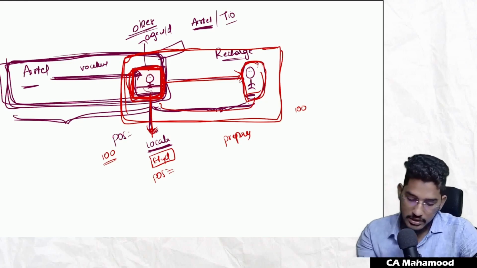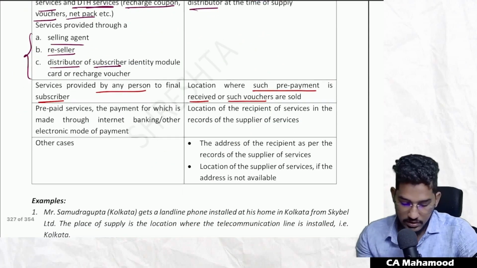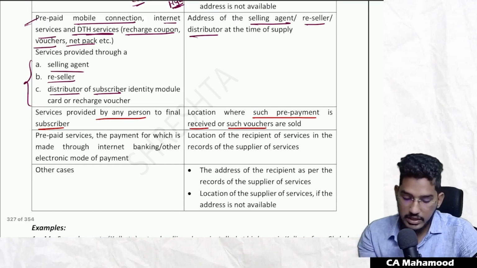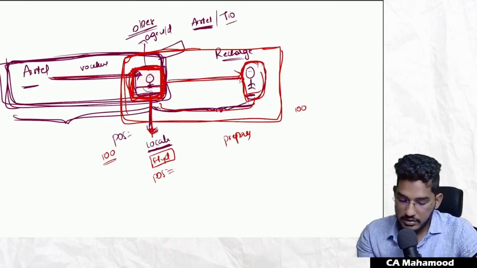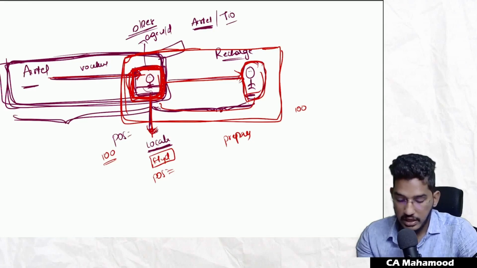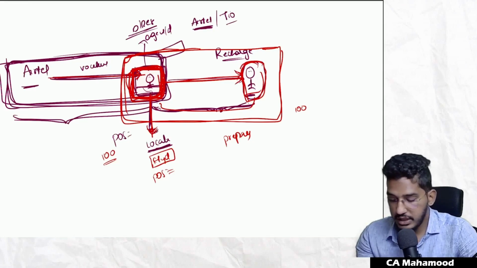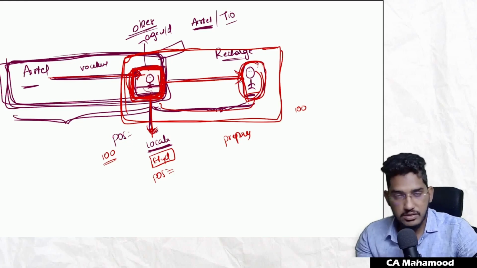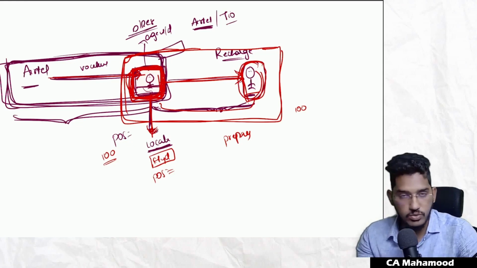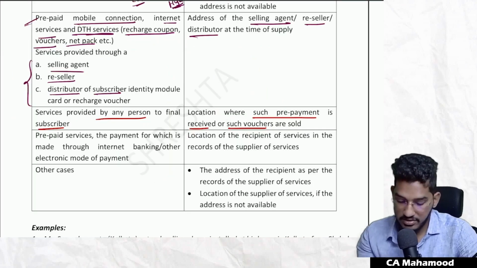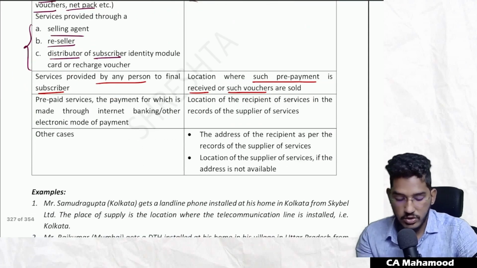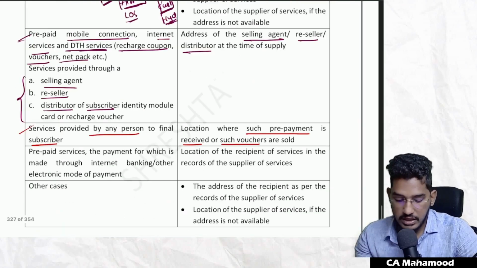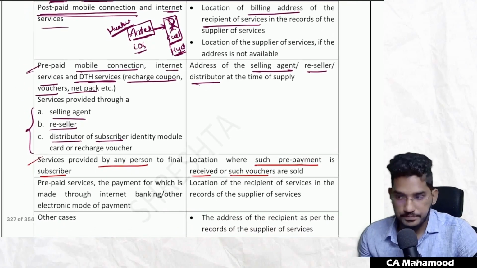Clear and comfortable? The same thing they are trying to say here. Simply, if the company is providing these services to the agents, the place of supply will be the location of this person only. Now this person is providing services to the ultimate subscriber; there also the place of supply will be the place where this prepayment has been received or vouchers are sold. Understood everybody? This is what they're trying to say. So with this we are done with prepaid, postpaid.